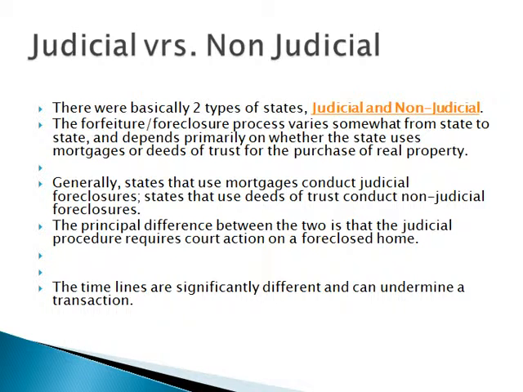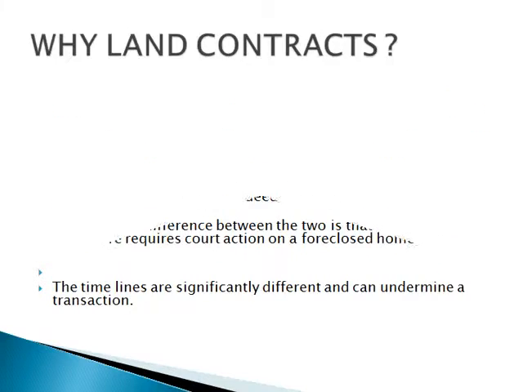To foreclose on a mortgage, there are really two different types of foreclosures. It depends if a state is what they call a judicial state or a non-judicial state, and it does vary from state to state. Usually a state that has mortgages is considered a judicial state. Non-judicial has deeds of trust. The principal difference between the two is that the judicial process requires court action on a foreclosed home. The timelines can be significantly different and can really undermine the transaction.